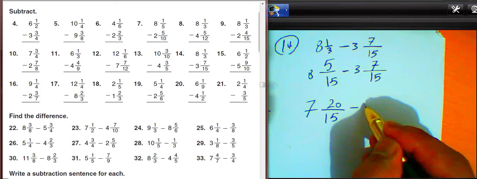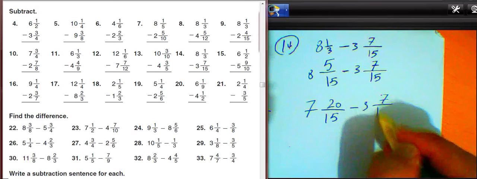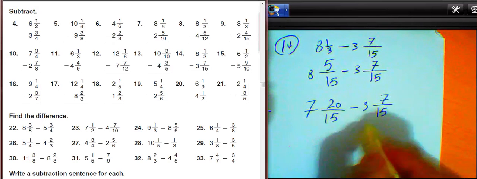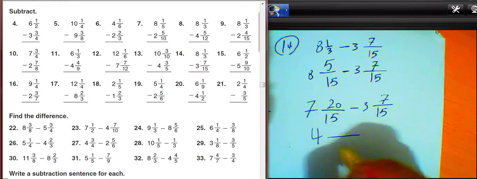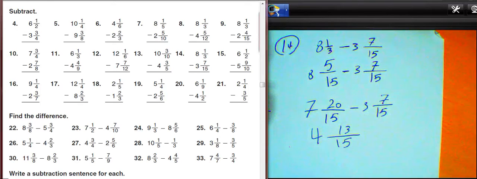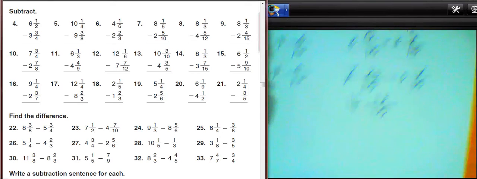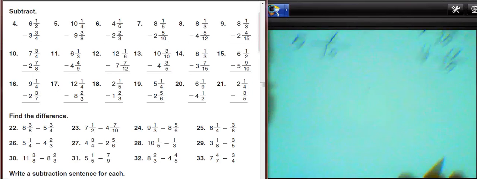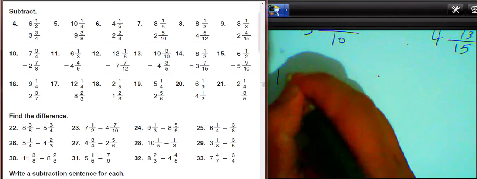Subtract 3 and 7 over 15. 7 subtract 3 equals 4, and write 15 here. 20 subtract 7 equals 13. Then the result will be 4 and 13 over 15. Question 15.